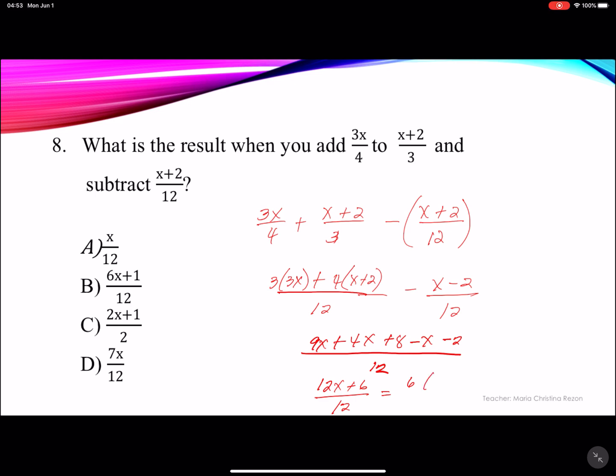So you'll have 2x plus 1 all over 12. And then you can cancel that. This gives you 2. So your final answer will be 2x plus 1 over 2. And we have that, it is letter C, 2x plus 1 over 2.